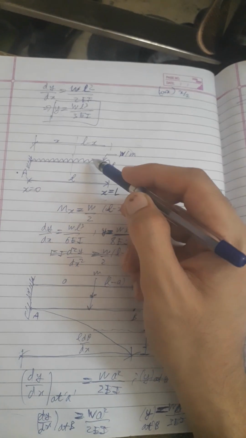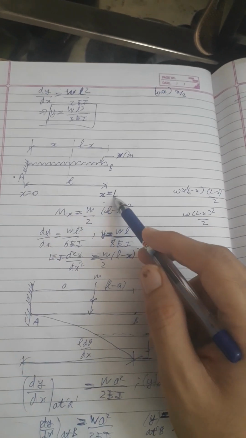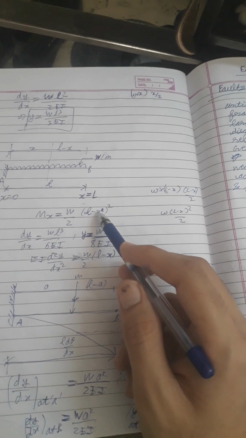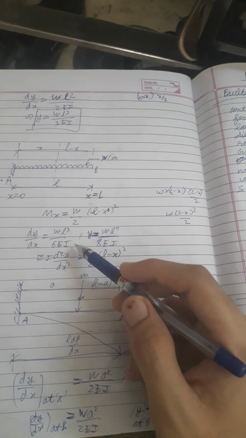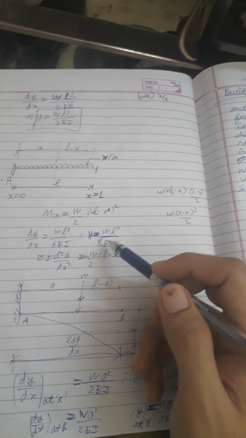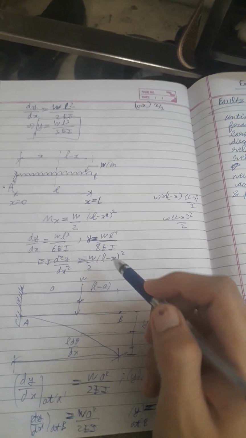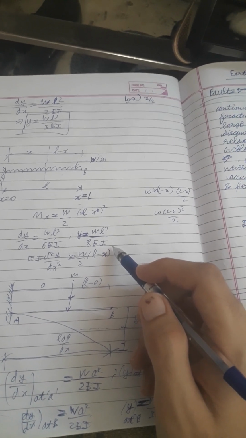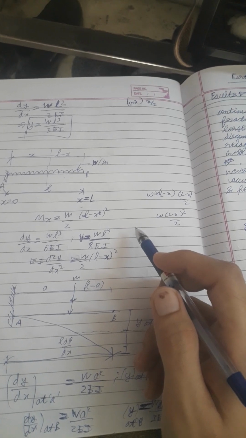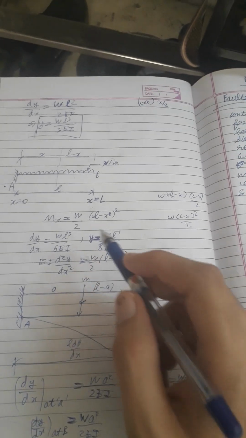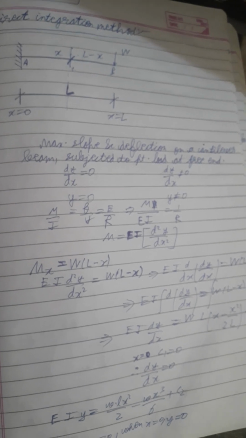If for a cantilever beam a uniform distributed load is there, then this is x, this is L minus x, this is W per meter, this is length L, this is x equal to 0, this is x is equal to capital L. Mx is equal to W by 2 into L minus x whole square. Therefore, dy by dx is equal to WL cube by 6EI, y is equal to WL raised to 4 by 8EI. EI d square y by dx square is equal to W by 2 into L minus x whole square, since Mx is equal to EI d square y by dx square, where 1 by r is equal to d square y by dx square.